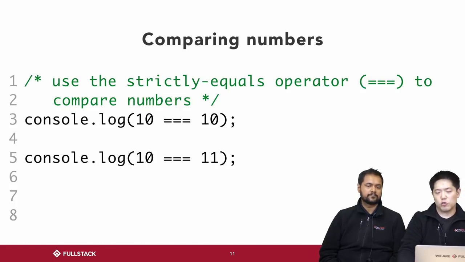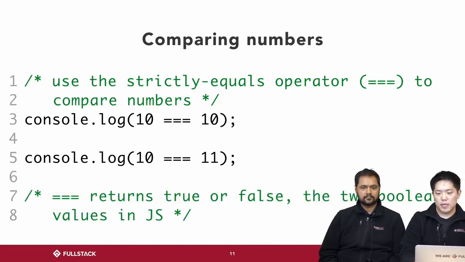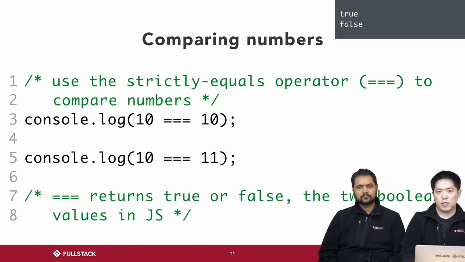Boolean means true or false. So this operator is asking, is what's on my left the same as what's on my right? Comparing these two numbers, it's going to return true or false, and here we see 10 equals 10 and 10 equals 11. 10 does not equal 11, so we get a false.